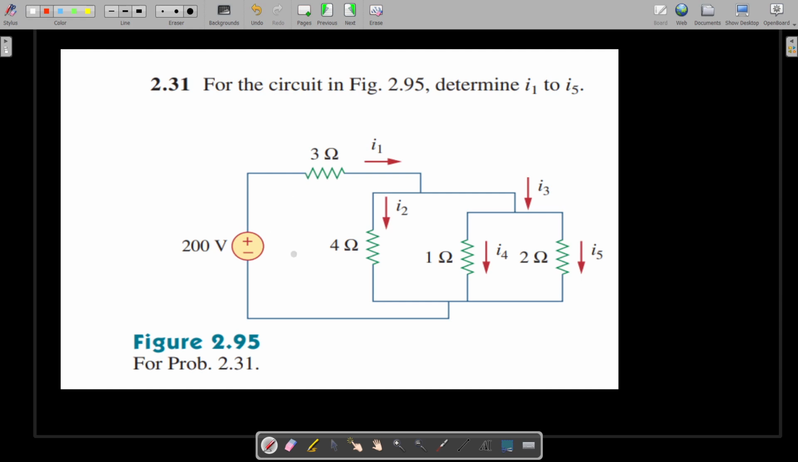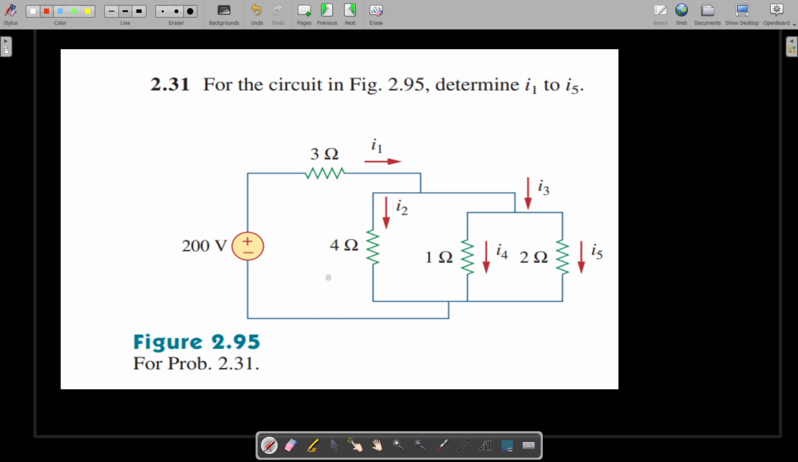Hello everybody, in this video we are going to solve one electrical network in which we are asked to determine the currents I1 to I5. This is problem number 2.31 from Fundamentals of Electric Circuits by Alexander and Sadiku's 5th edition.